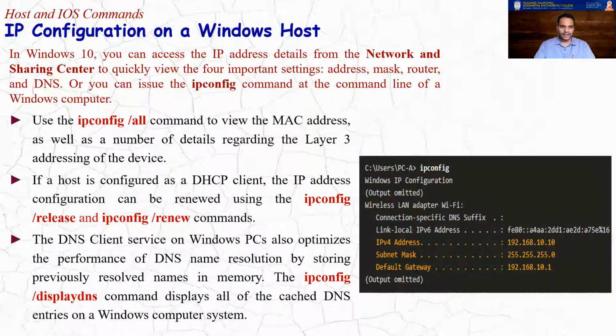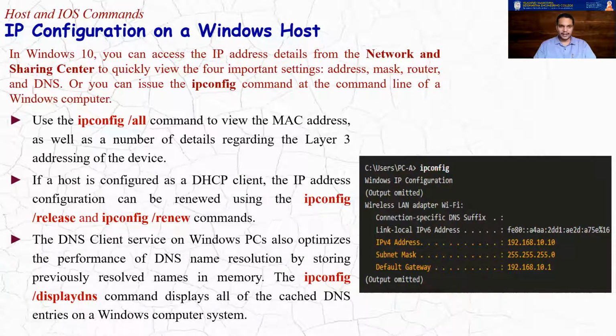So now the host and IOS commands; you will just come across these. We have done this earlier. If you want to find out about your IP configuration on the host, you just need to type in ipconfig. It gives you very good, excellent information regarding your IPv4 and IPv6 addresses also. It gives you the default gateway. All those things are done.